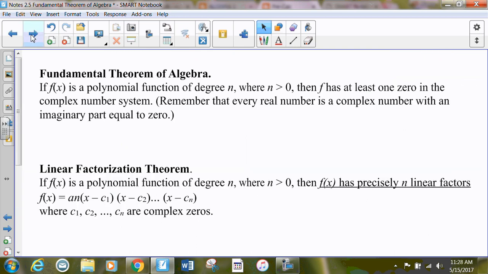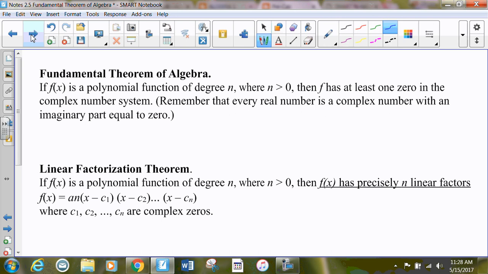All right, let's have fun with this idea. Before we can have fun, we've got to look at this fundamental stuff, the fundamental theorem of algebra. If we have a polynomial function of degree n, then the function has at least 1 zero in the complex number system, right? Okay, that makes sense.